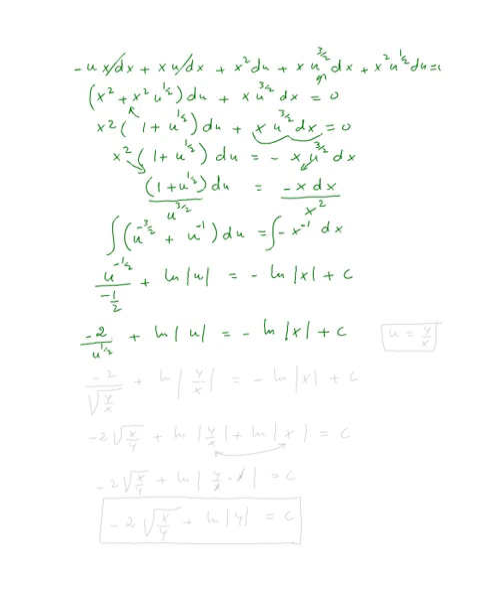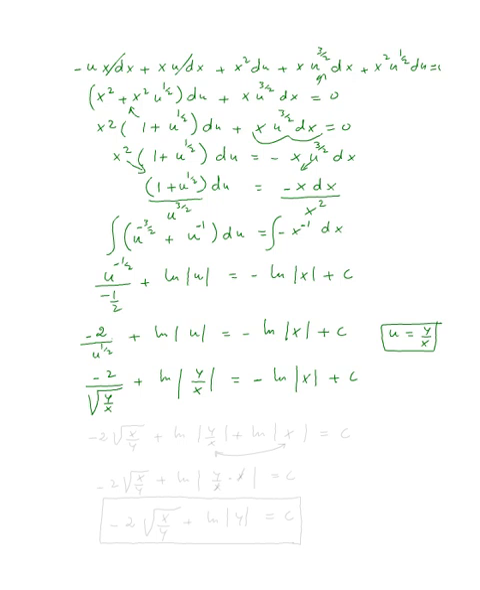Now I'm going to plug in. Remember the u happens to be what? The u is equal to y over x. Remember, it's the substitution. y is equal to ux, so u is equal to y over x. So now this is going to be minus 2 square root of y over x, plus ln of y over x equals minus ln of x plus c.